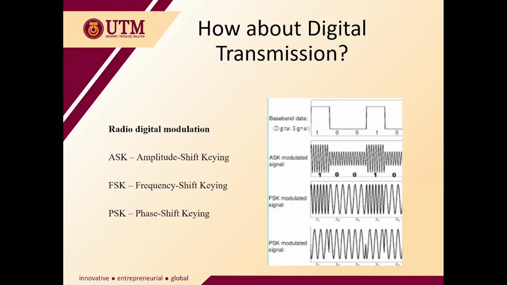Digital signal can be transmitted through free space if an analog carrier is used. There are three types of analog carrier that can be used. Firstly is amplitude shift key, ASK. Secondly, frequency shift key, FSK, and thirdly, phase shift key, PSK.